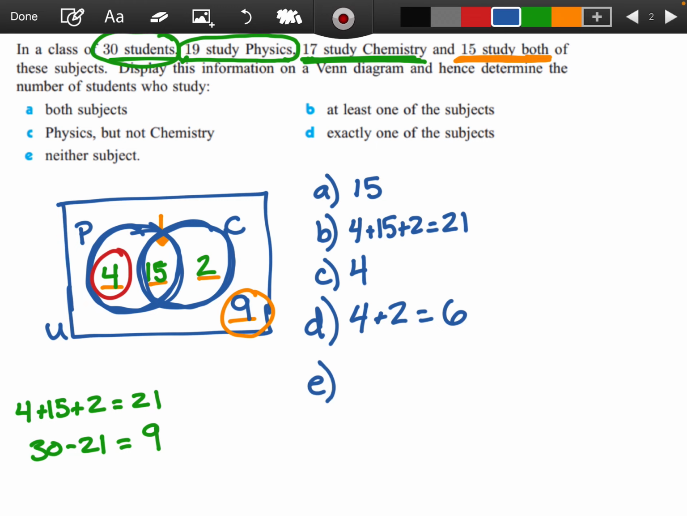And then final question, how many study neither? So that's the outside number. So 9 students study neither. So there's sort of a stereotypical example of how to navigate through a Venn diagram when the key word provided in the question is both.